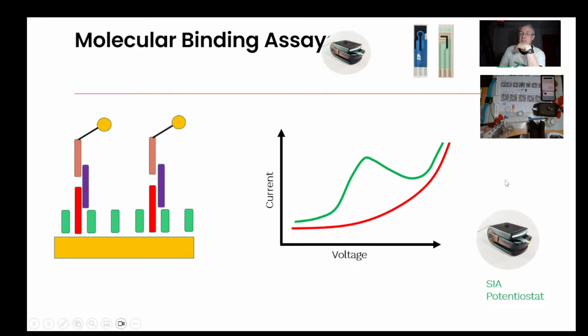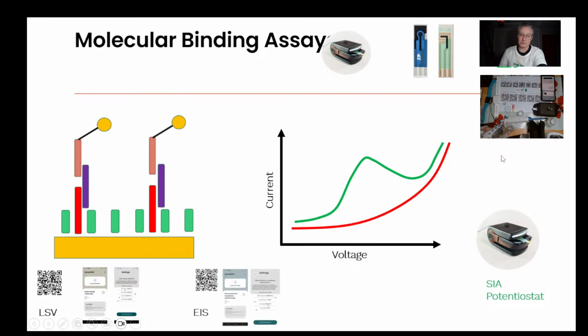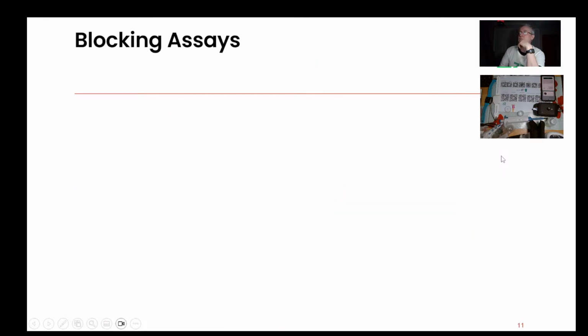So for molecular assays, this is the way I've shown it here, where you've got this trimer immobilized on a gold electrode with a reporting molecule. This is the most complex way of doing it. And as I've mentioned, you can use linear sweep voltammetry, EIS, electrochemical impedance spectroscopy, or square wave voltammetry to do this.